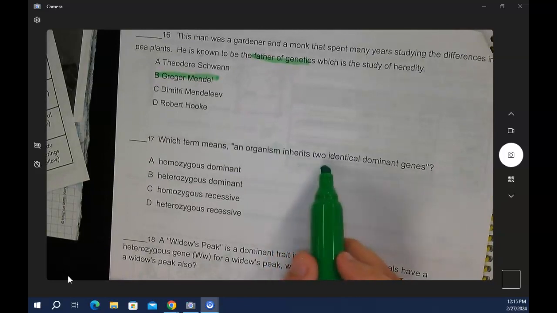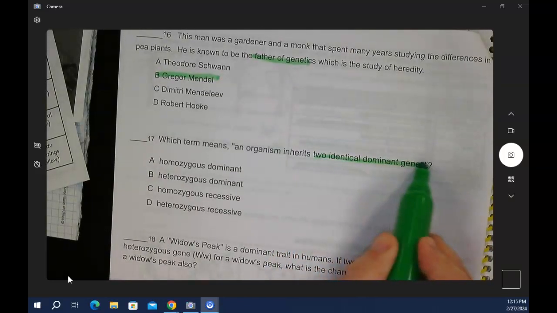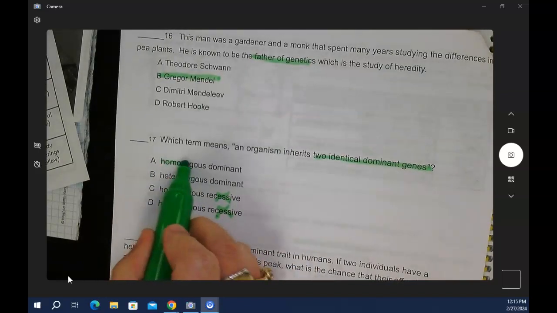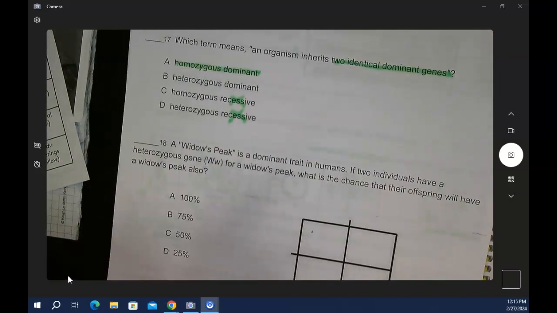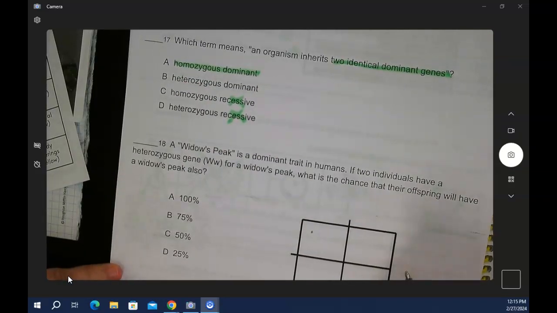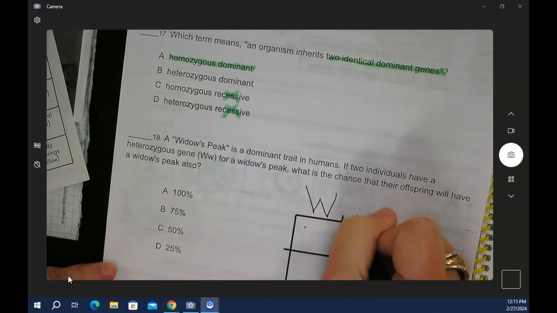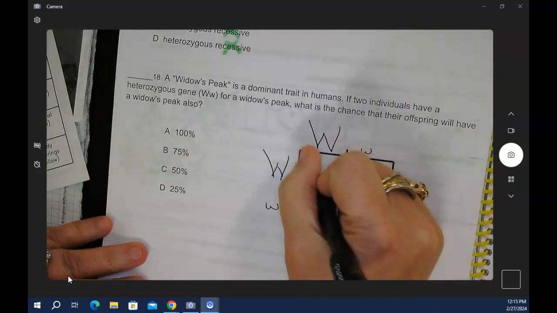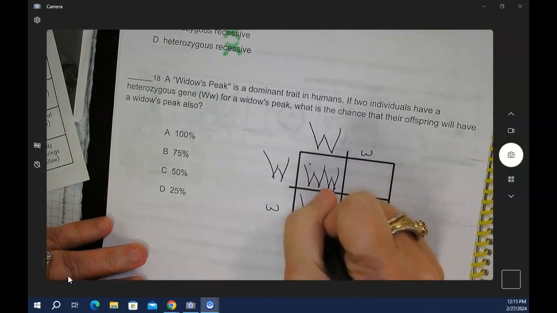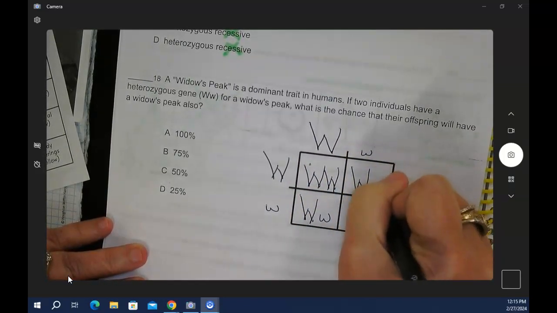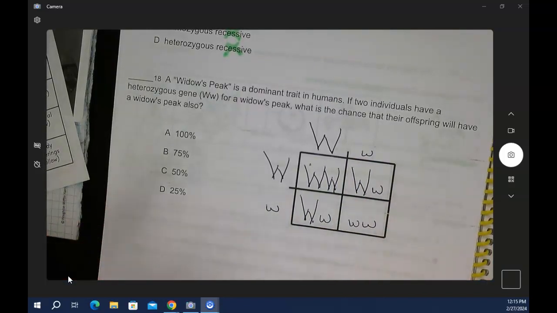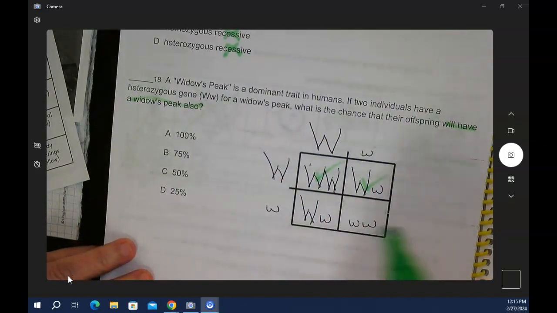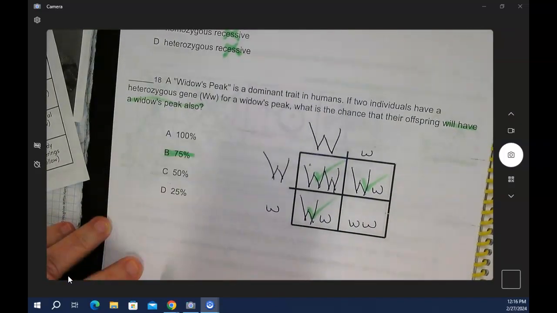Which term means an organism inherits 2 identical dominant genes? Identical, dominant. So it's not going to be recessive. Identical is homozygous. Widow's peak is a dominant trait in humans. If 2 individuals have a heterozygous gene, so capital W, little w, capital W, little w, go ahead and fill in your Punnett square. They want to know what is the chance that the offspring have a widow's peak. So this one's going to have a widow's peak, this one's going to have a widow's peak, and this one's going to have a widow's peak, which is 75%.